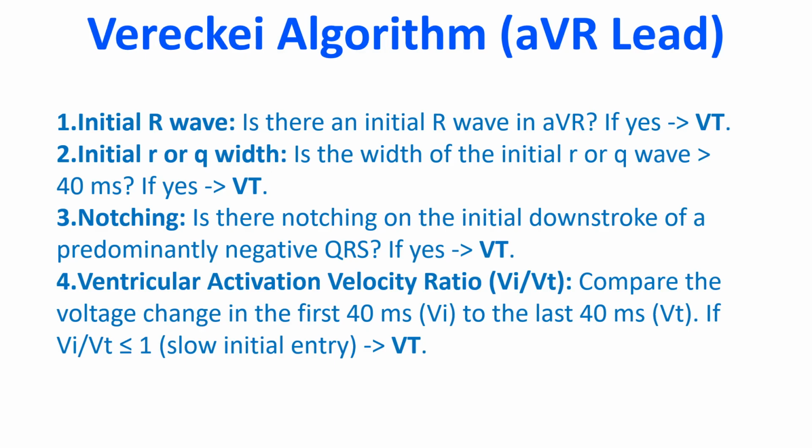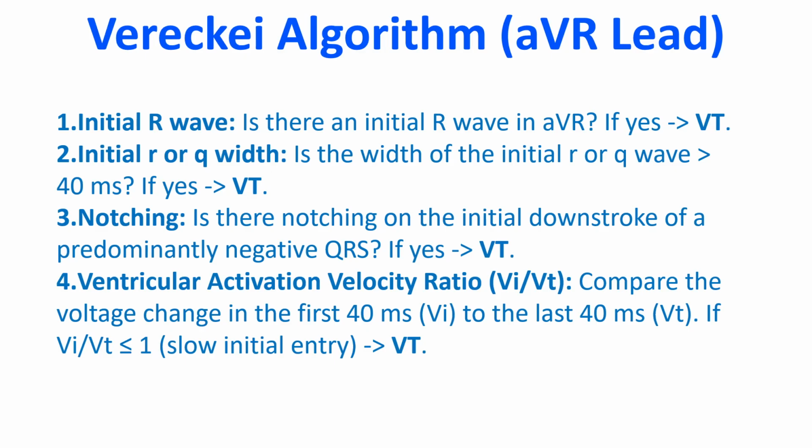Vereckei simplified the process by focusing primarily on lead aVR. Because aVR is essentially looking down from the right shoulder into the heart, VT, which often travels up from the apex, looks very different from SVT.